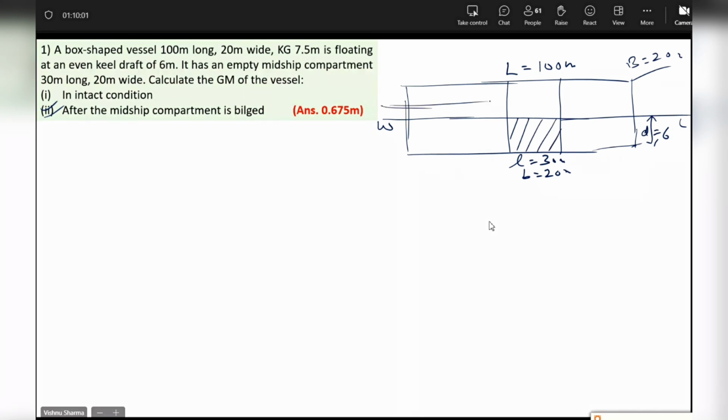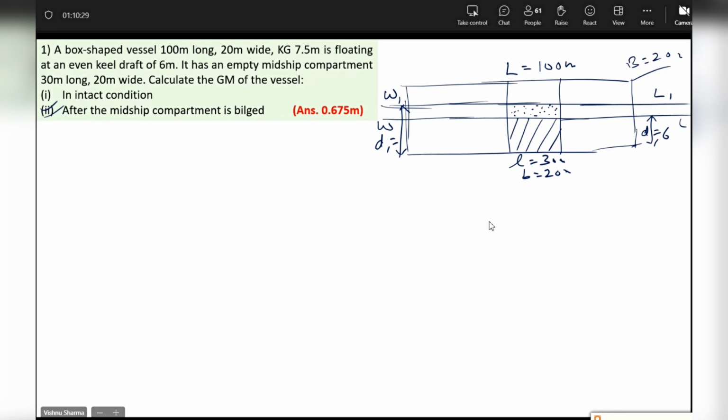This will cause the vessel to sink to a new water line W1L1, and she will be floating at a new draft of D1. Water will rise here. Don't miss out these things because otherwise they will lead to confusion later on. That means this volume is occupied by seawater. Because it is occupied by seawater, that means this area is lost. I will keep reminding you.